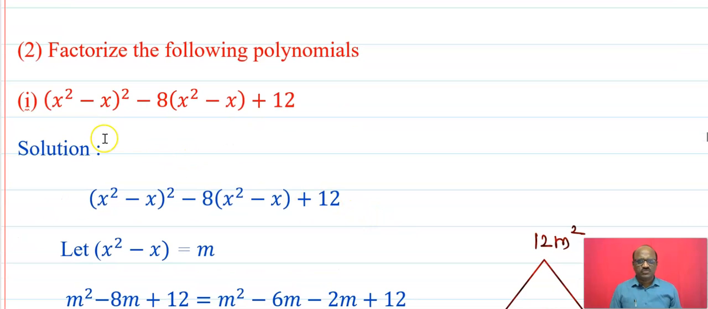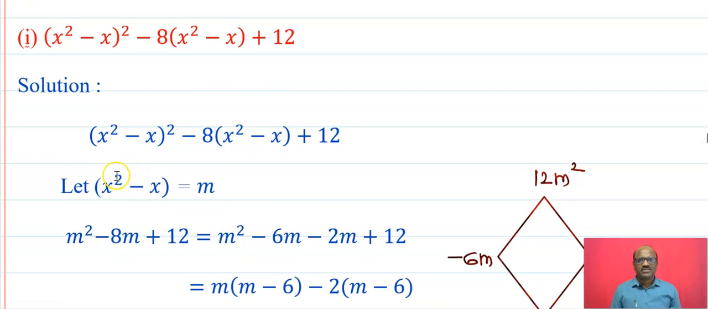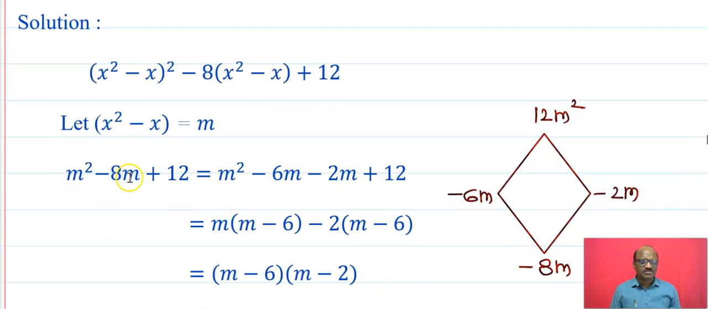Now the question number 2, factorize the following polynomials: in bracket x square minus x, whole square, minus 8 in bracket x square minus x, plus 12. Now see this here, x square minus x is a common term, therefore we will substitute that term. आपल्याला common मिळते इथे, म्हणून x square minus x च्या साठी आपण काय ट्रीट करणार तर m ट्रीट करणार. मग या सगळ्या पॉलिनॉमियल मध्ये x square minus x is replaced by m, then you will get m square minus 8m plus 12. Now we will factorize this, that is the product of first and last term, m square into 12, that is 12m square. What about the middle term? Middle term काय तर minus 8m आहे.